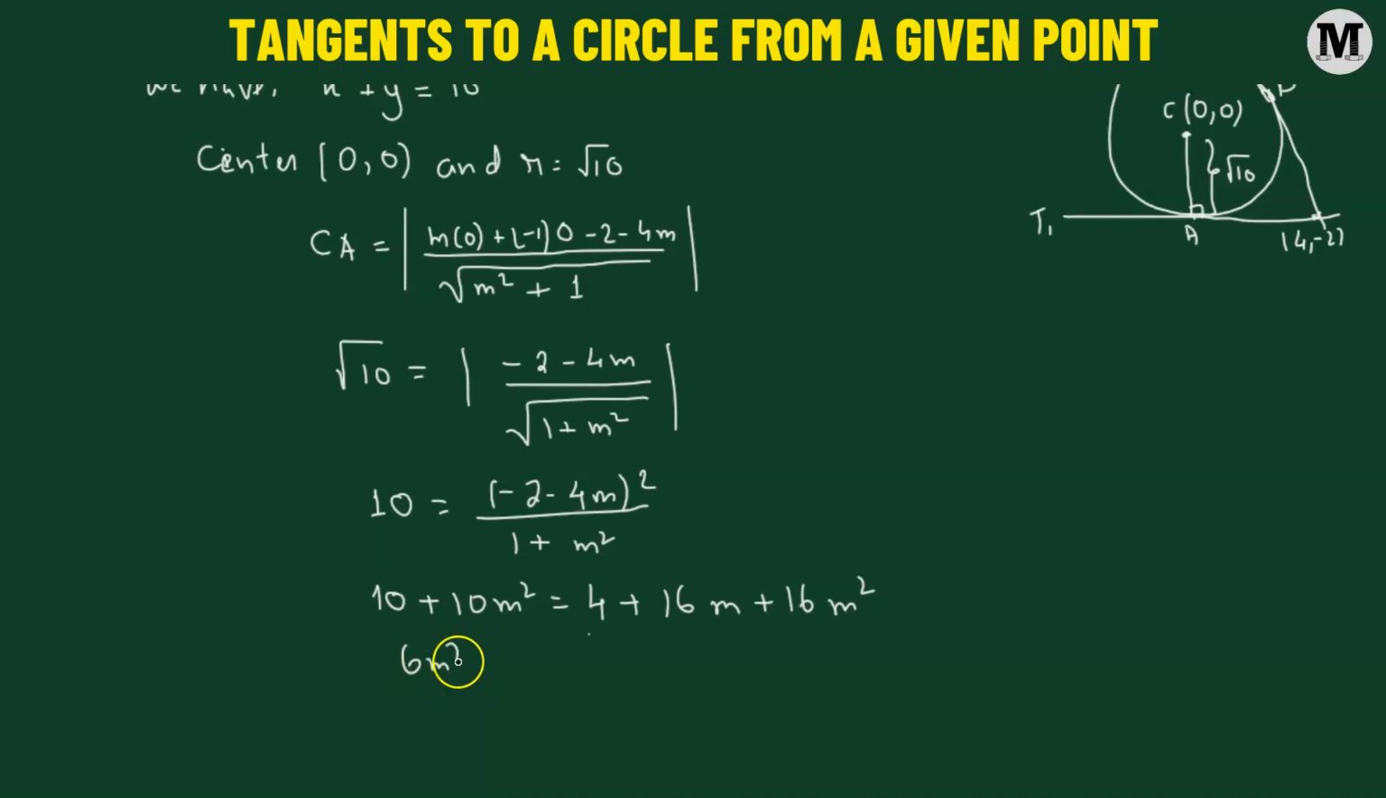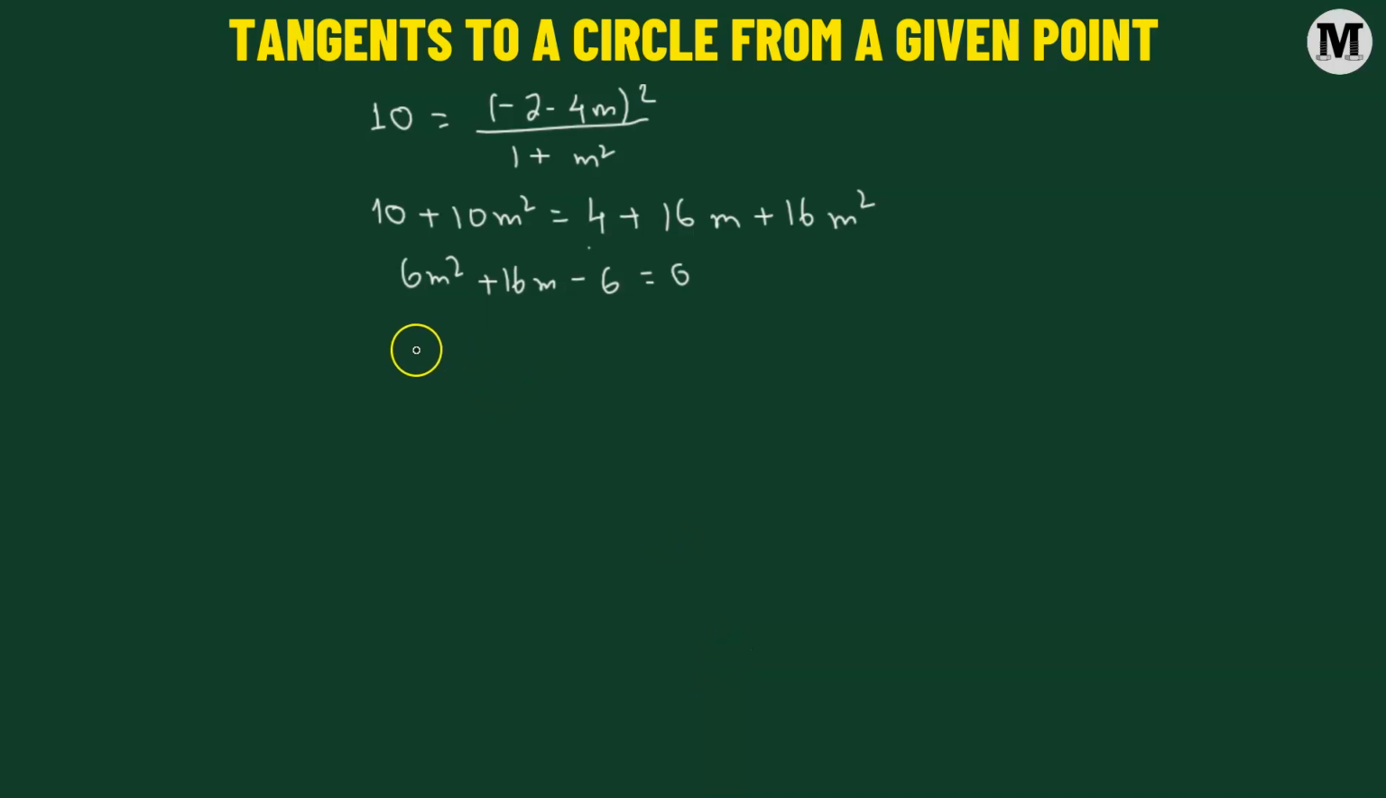So let's combine the like terms. We get 6m² + 16m - 6 = 0. Now each of the terms is divisible by 2. So we have 3m² + 8m - 3 = 0. Now this is a standard quadratic equation. We can either use the formula or factorize it by splitting the middle term. If we take the coefficient of m², that's 3, and multiply it by the absolute value of the constant term, which is also 3, then 3 times 3 is 9, and the factors of 9 are 1 and 9. So we know that 9 - 1 is going to give us the middle term. That's how we can split the middle term.